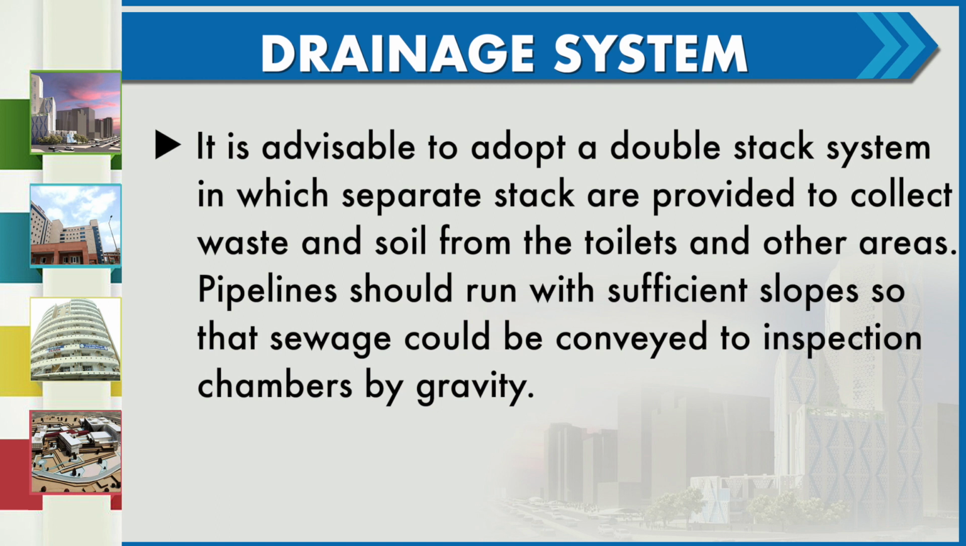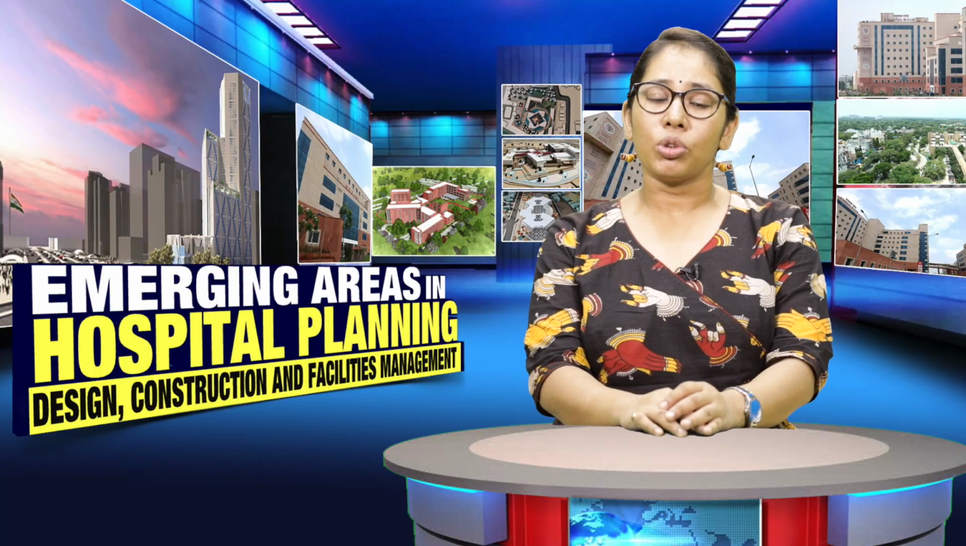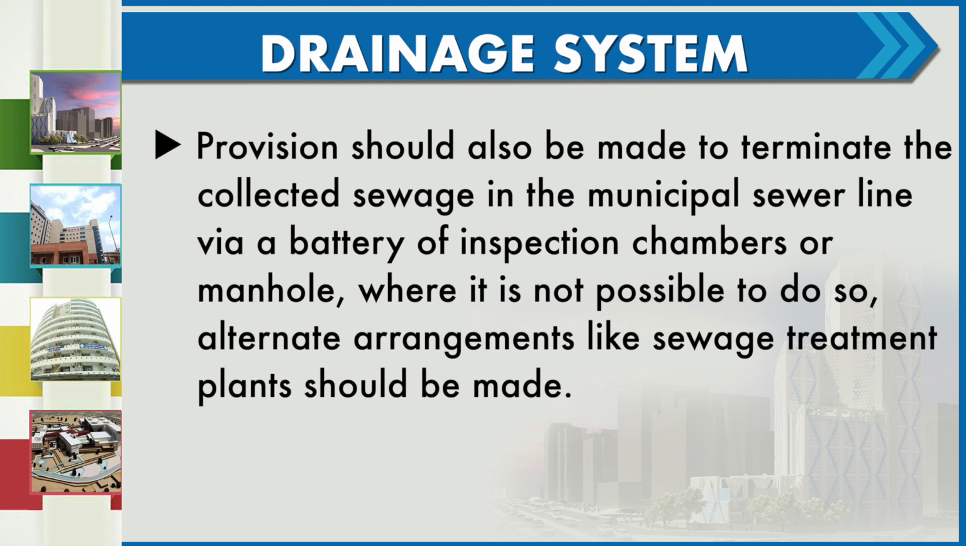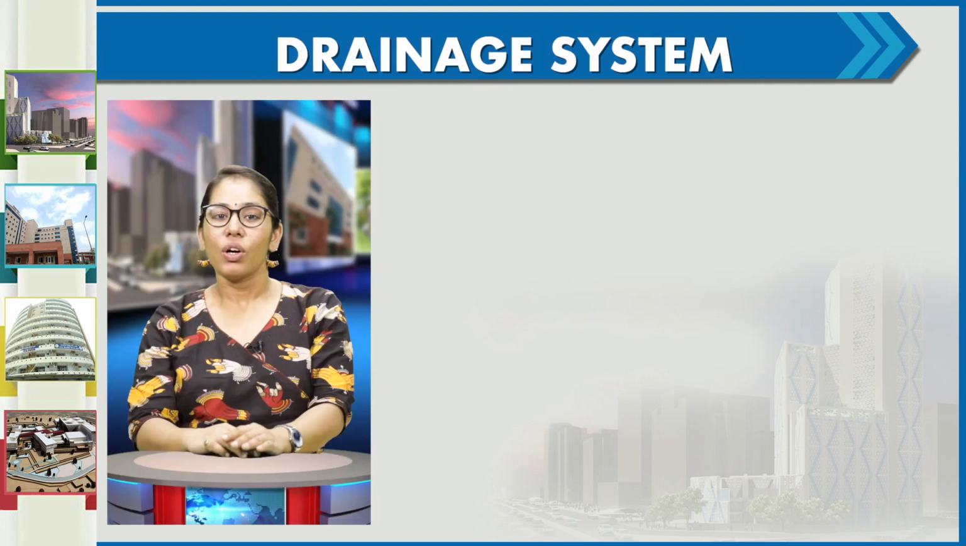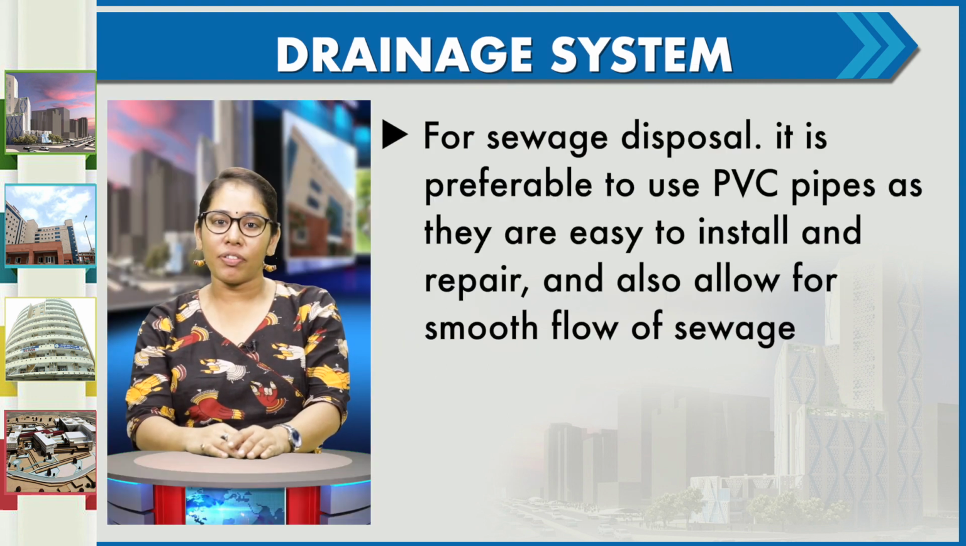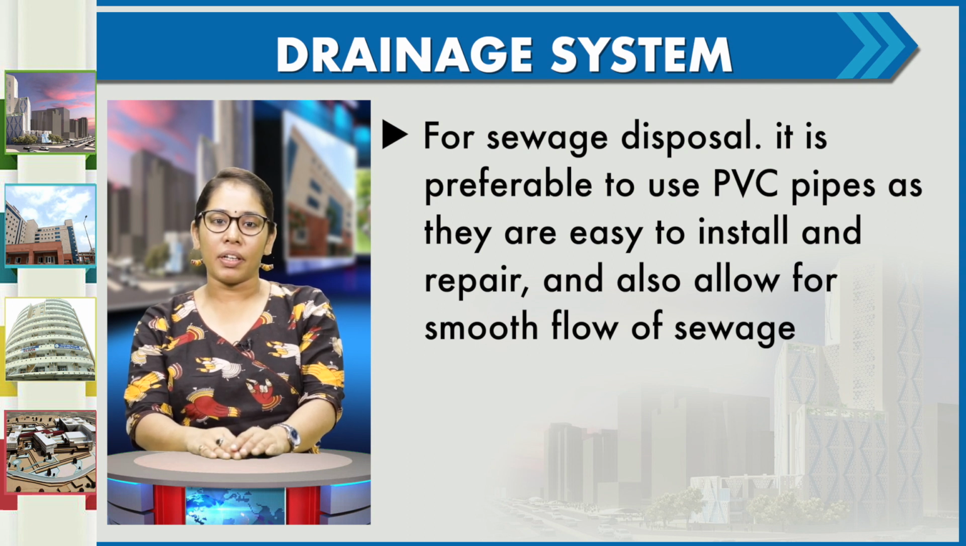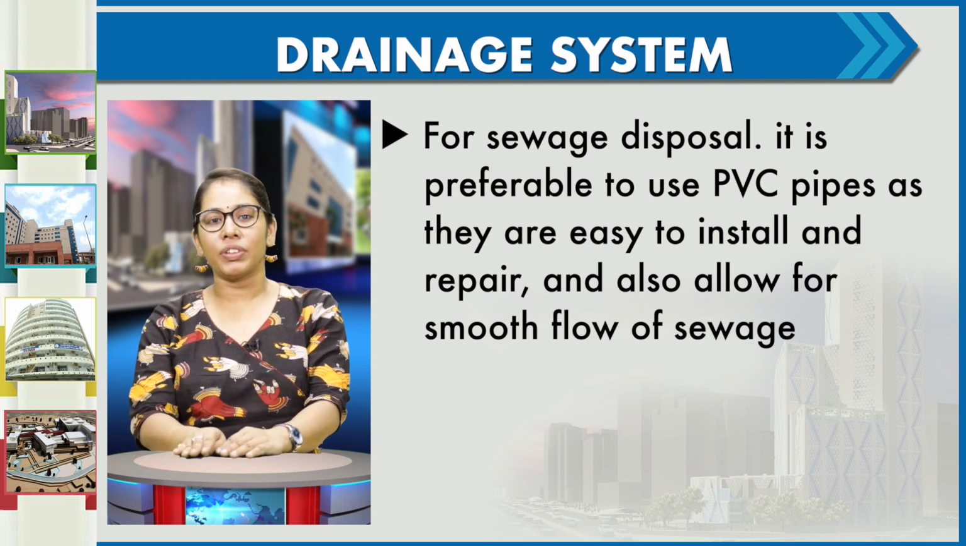Pipelines should run with sufficient slopes so that the sewage could be conveyed to inspection chambers by gravity. Drainage system should also have a provision to terminate the collected sewage in municipal sewer line via a battery of inspection chambers or manholes, and where it is not possible to do so, an alternate arrangement like sewage treatment plants should be made. For sewage disposal, it is preferable to use PVC pipes as they are easy to install and repair and also allow for smooth flow of sewage.